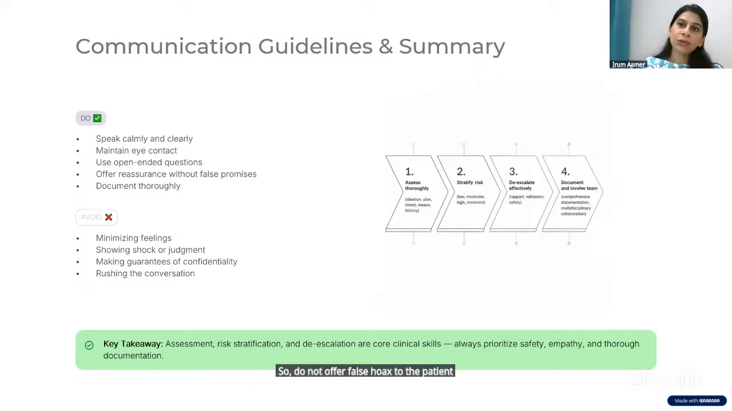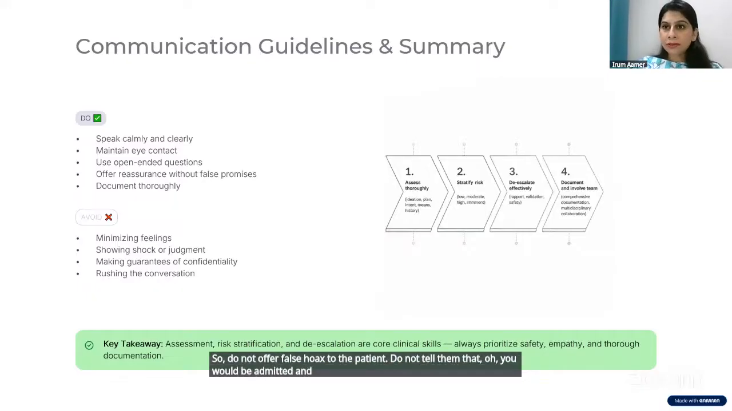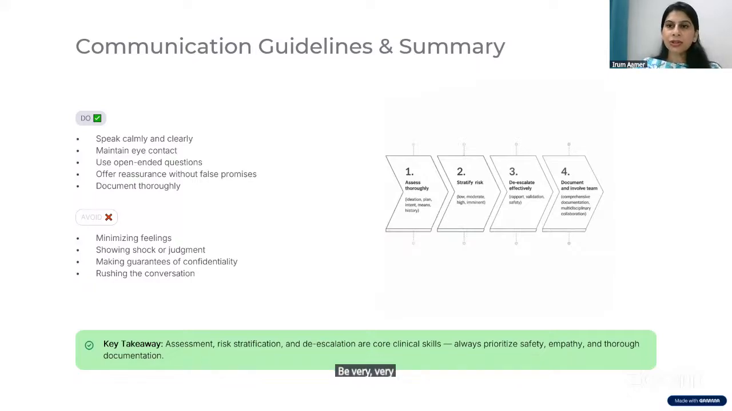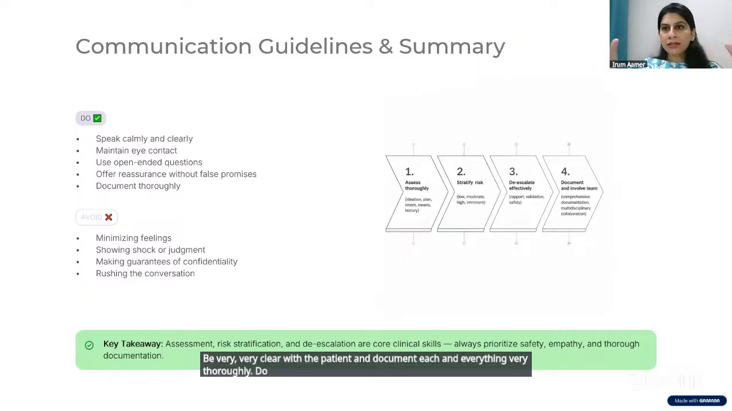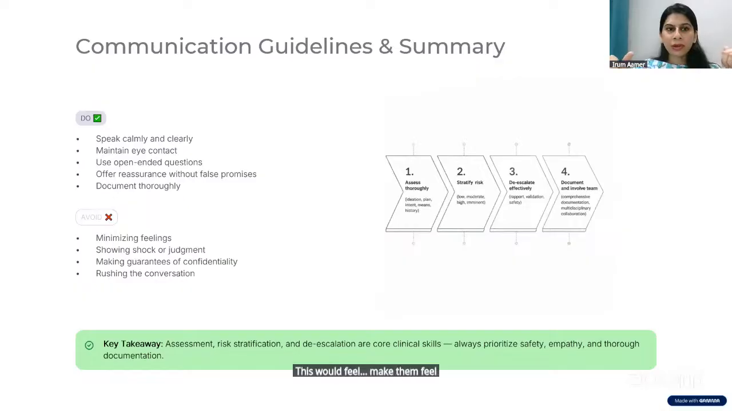Do not tell them, oh, you would be admitted and discharged after a few hours. If you know that they are going to stay here, just let them know that they will be here until there is a further decision with the consultant or with the team. Be very clear with the patient and document everything thoroughly. Do not minimize the feelings of the patient. Don't tell them, oh, it's okay to feel this way, this happens a lot, a lot of my patients feel this way. Do not say this to the patient, because this would make them feel undermined. This would make them feel that the doctor is not communicating well with them.